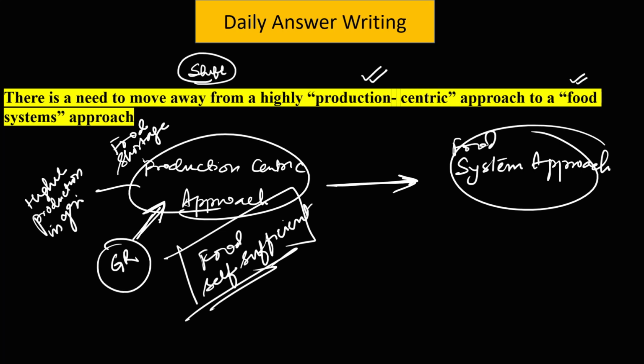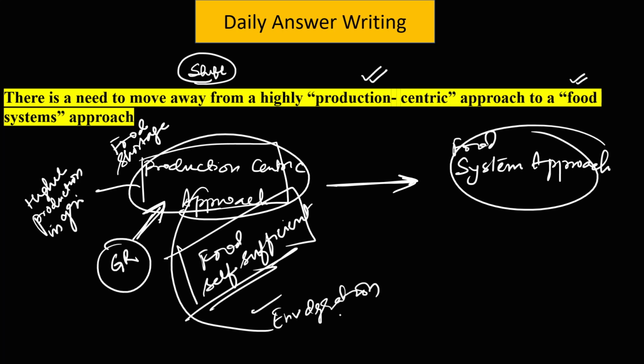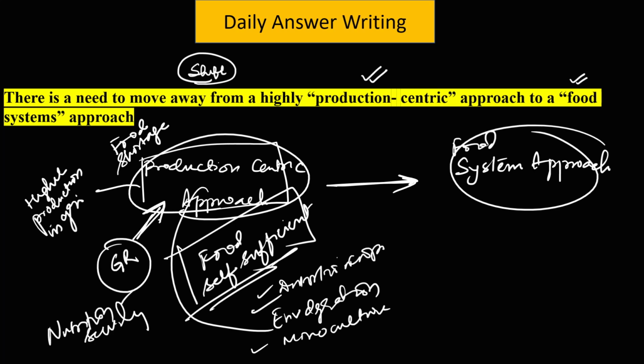However, because of following this production-centric approach, there were some pitfalls. What were the pitfalls? It led to environmental degradation. It led to monoculture, distortion in cropping pattern. So you see, although we have food security, we do not have nutrition security.